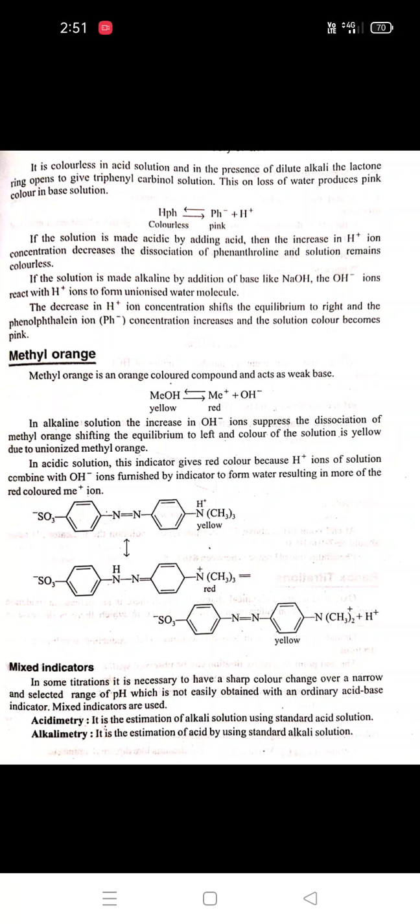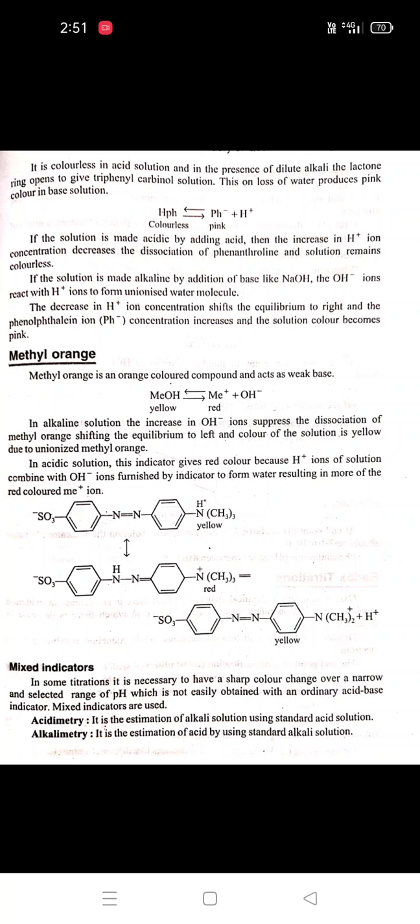For example, in case of phenolphthalein or methyl orange, the indicators are weak acids. Generally, weak acids or weak bases are less soluble. That means less electrolysis, that means we cannot get 100% ionization or dissociation. So it may be a lower percentage of dissociation. Now let's see what is happening in acidic solution and in basic solution.